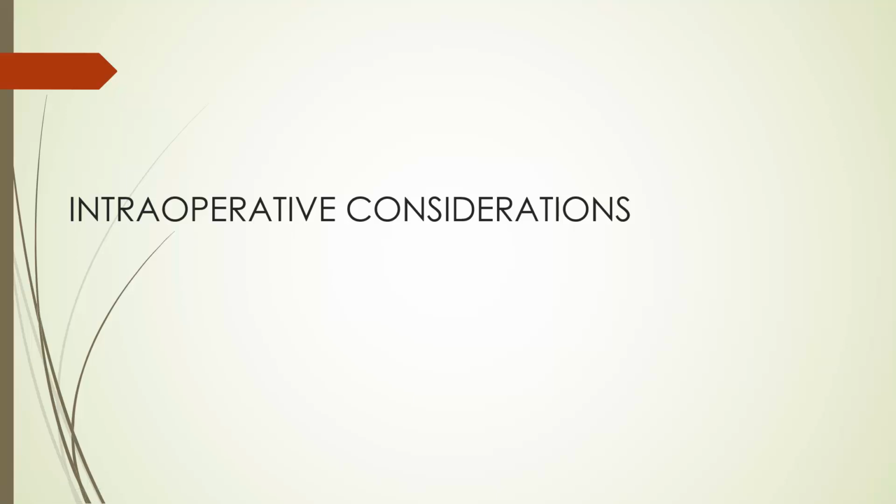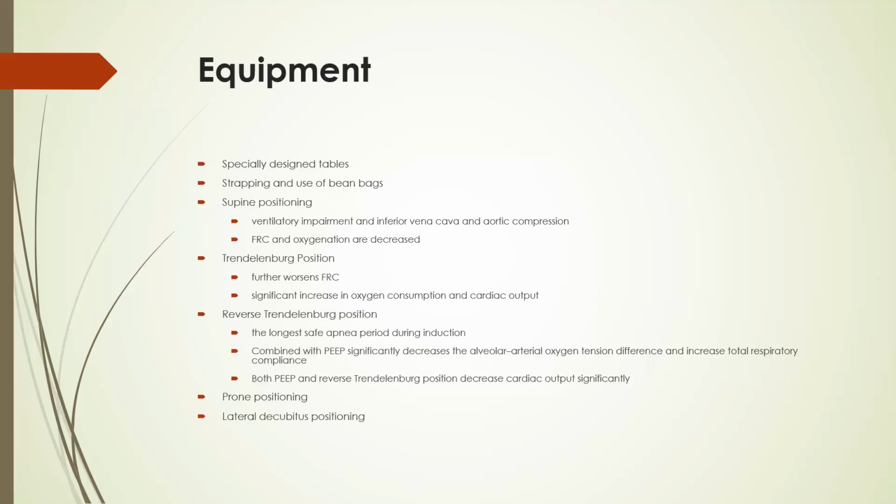So next we're going to talk about some intraop considerations. When it comes to equipment, especially designed tables or even two regularly sized OR tables may be required for safe anesthesia and surgery in this patient population. Regular OR tables have a maximum weight of about 200 kilos, but OR tables capable of holding up to 455 kilos are available, and those are the bariatric tables.